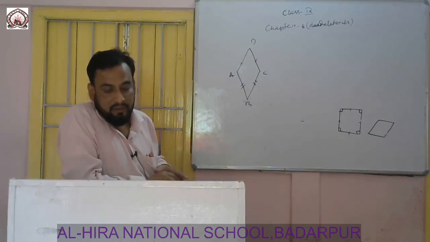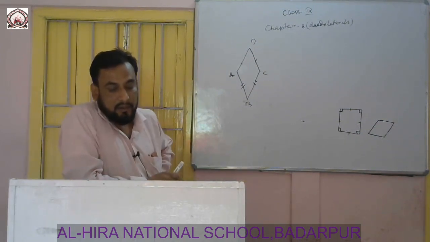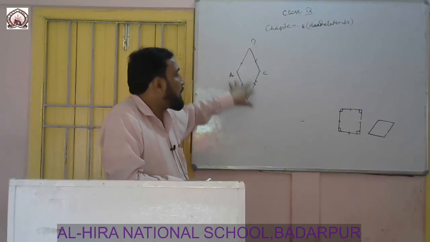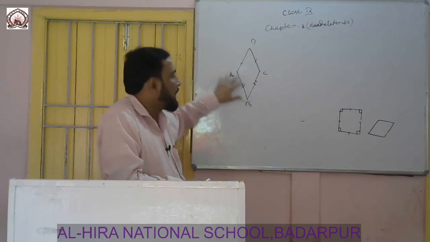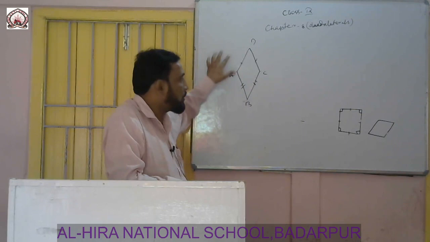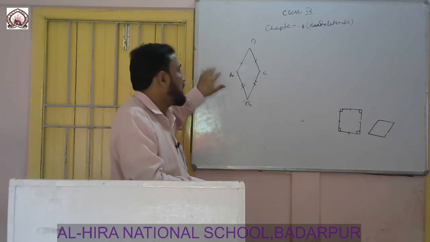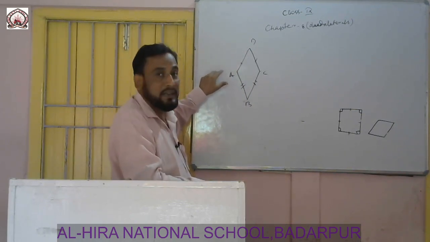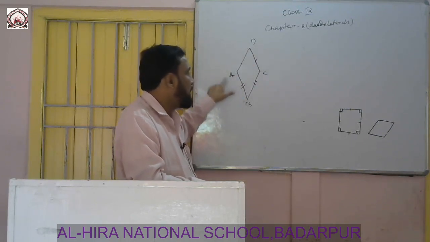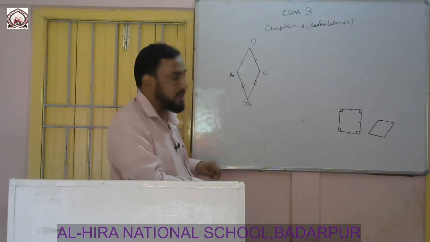The definition of kite you can say: two pairs of adjacent sides are equal. A quadrilateral which has two pairs of adjacent sides equal. Here it is not about opposite sides. Here it is a matter of adjacent sides. AD and CD are equal. AB and BC are equal.